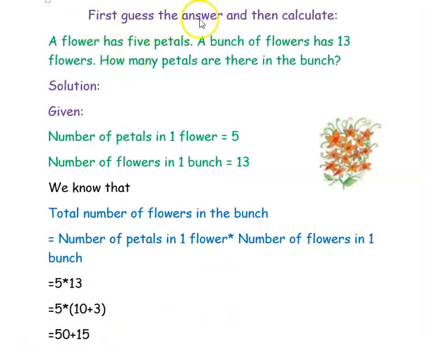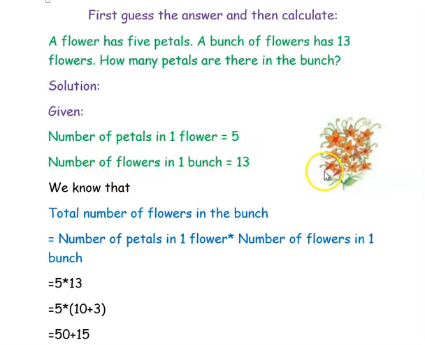Next question is first guess the answer and then calculate. So the question is a flower has 5 petals. A bunch of flowers has 13 flowers. How many petals are there in the bunch? So now first let's see what is given, then we'll guess and then we'll go to find the answer. So now what is given? Number of petals in one flower is 5 and number of flowers in one bunch is 13.